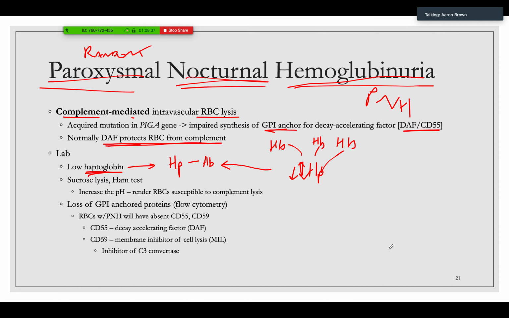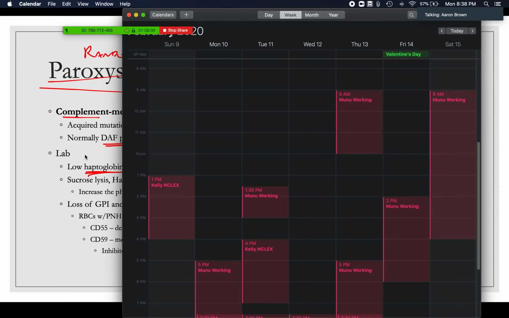Sure, no problem. So, essentially, in this condition, I'm just going to make a whiteboard. So here's our red blood cell. This is a healthy red blood cell. It's traveling through the blood, no problems. Red blood cells have a little protector on them. They have this thing called GPI. And GPI protects the red blood cell by attaching to it something called DAF. Okay? Now, how does that protect the blood cell?